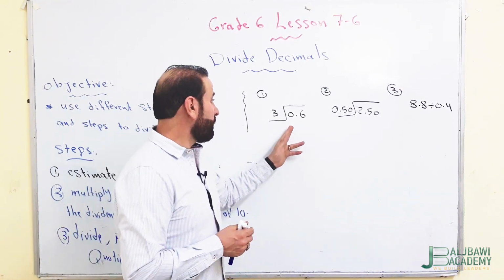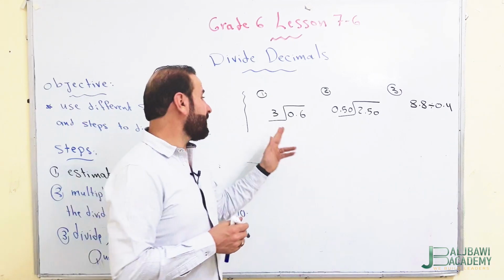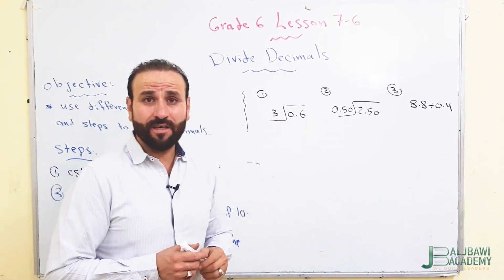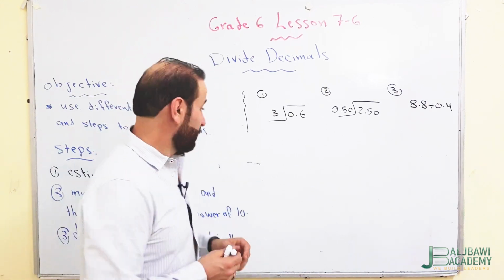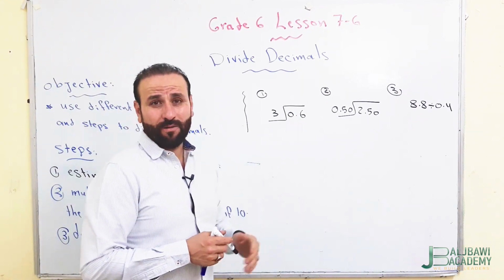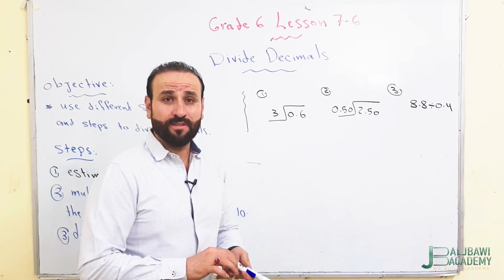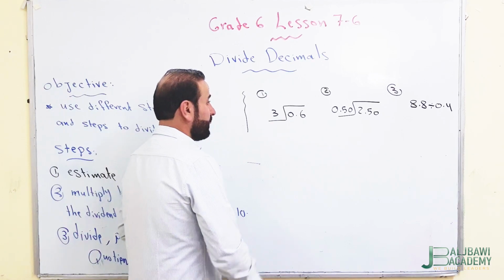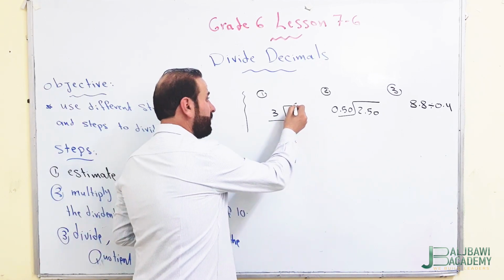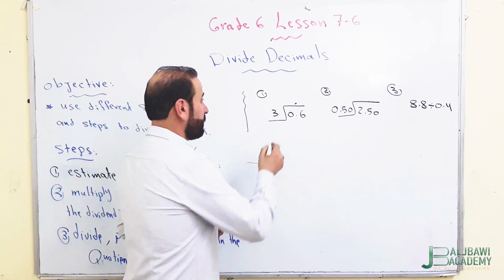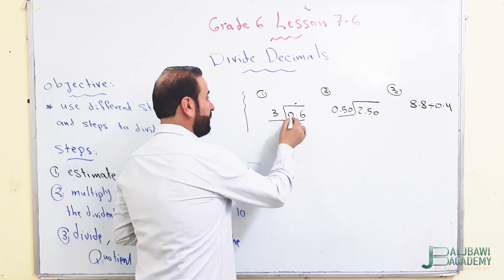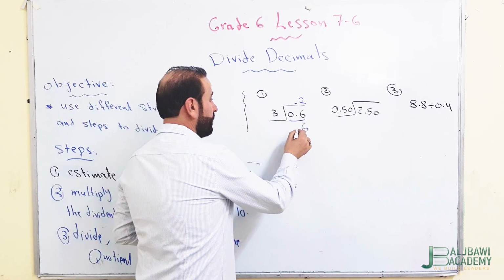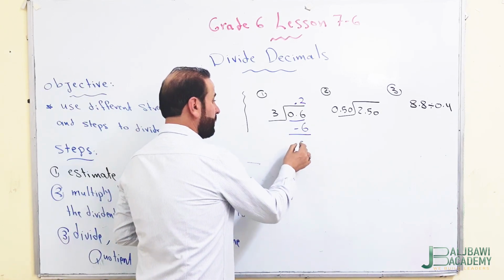In the first example, we are lucky: the divisor is not a decimal, it is a whole number. So we can directly divide. We put the point in the quotient exactly above the point in the dividend. Here the point, then we divide. Of course, 6 divided by 3 equals 2. 2 multiplied by 3 equals 6. When we subtract them, we get 0.